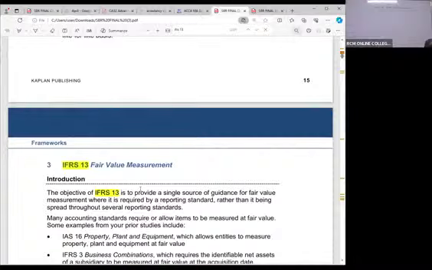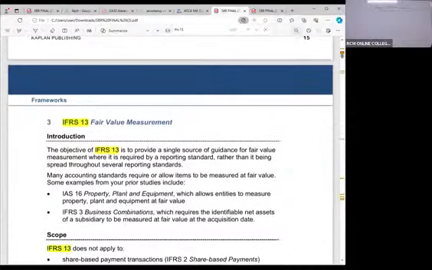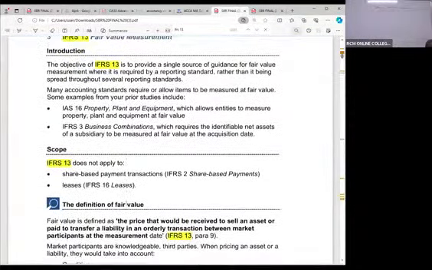The objective of IFRS 13 is to provide a single source of guidance for fair value measurement where it is required by a reporting standard, rather than it being spread throughout several reporting standards. Many accounting standards require or allow items to be measured at fair value. Some examples from your prior studies include IAS 16, where we have property, plant, and equipment, which allows entities to measure property, plant, and equipment at market value, at fair value.